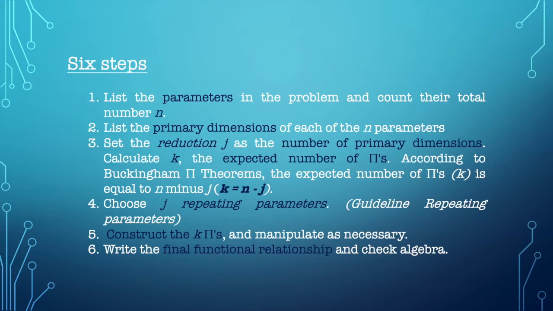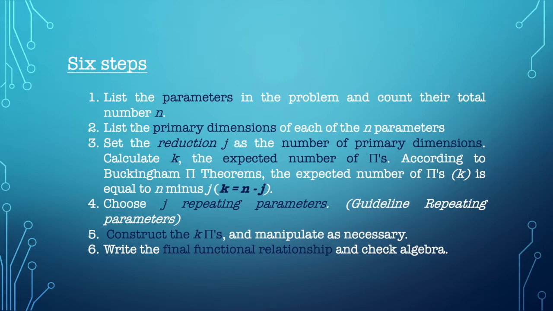There are 6 steps. Step number 1, list the parameters in the problem and count their total number n. Number 2, list the primary dimensions of each of the n parameters. Number 3, set the reduction J as the number of primary dimensions. Calculate K, the expected number of pi's. According to the Buckingham pi theorem, the expected number of pi's, or K, is equal to n minus j. The equation is K equals n minus j.